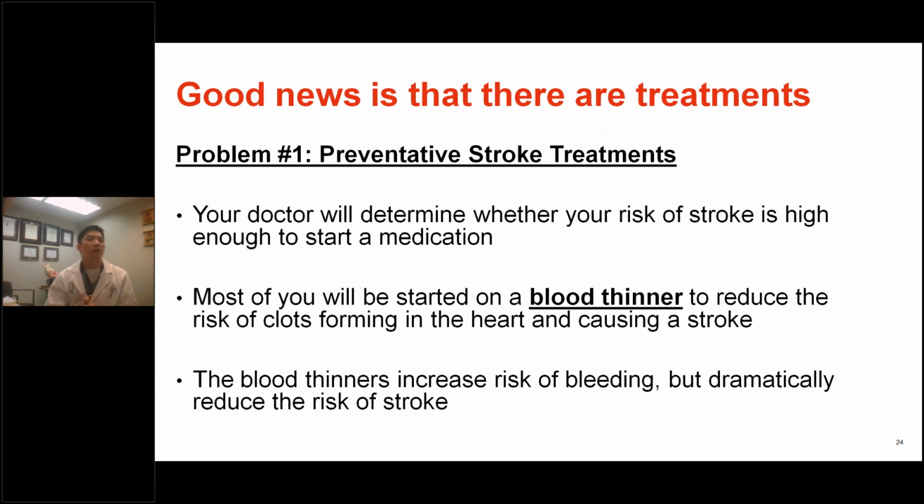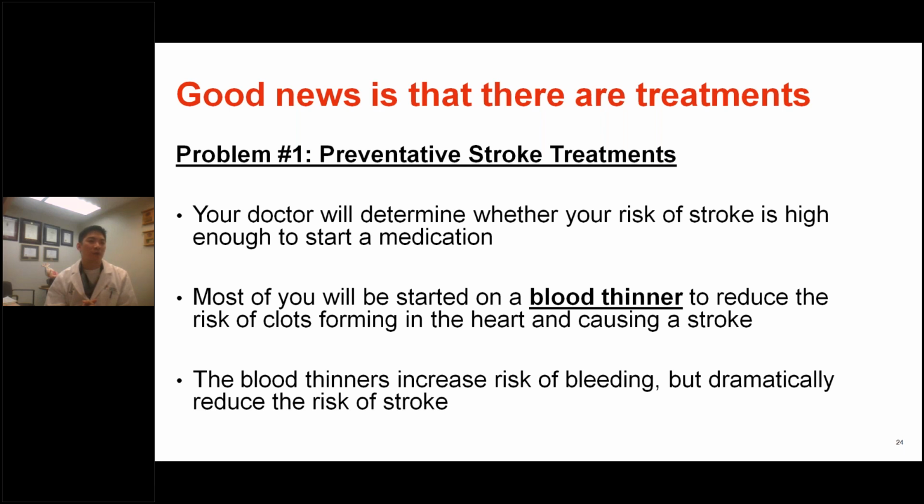Your doctor will determine, based on what your other medical problems are and based on your age, whether or not you have a high enough risk of stroke to require a blood thinner. Most patients with atrial fibrillation will have a high enough risk, and therefore your doctor will recommend a blood thinner. Because I've described why atrial fibrillation leads to strokes, you understand now why a blood thinner is important.